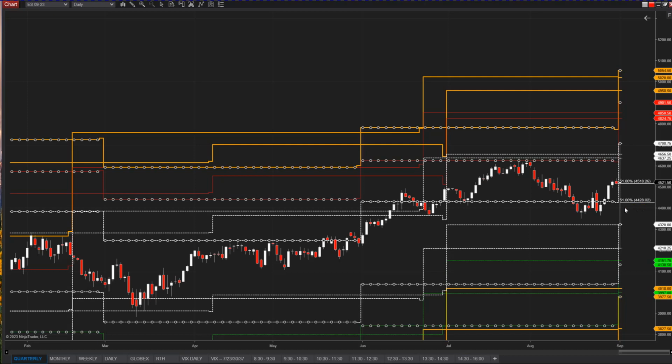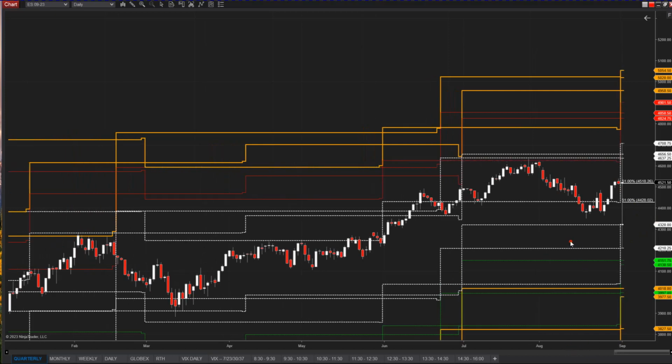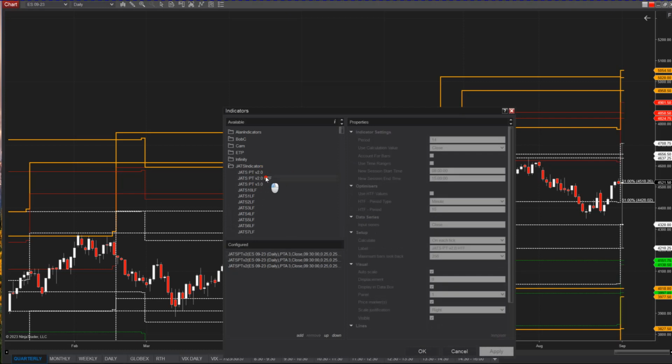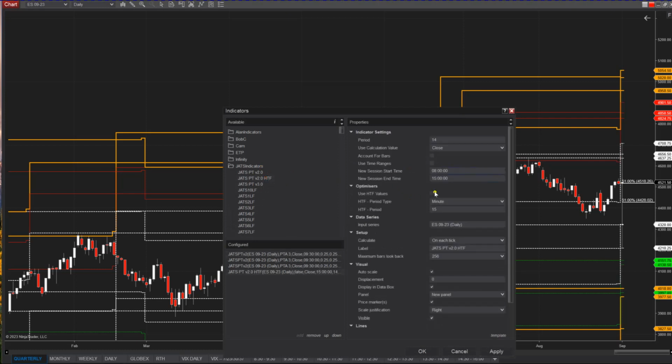JATS indicators are dynamic. They change with the volatility, and I believe the algos adapt to these adjusted ranges as well as my indicator. So we're in a new quarter. How far will that go? You can put the PT2 higher time frame on the chart, use a higher time frame value, and let's just look at a 3 month.